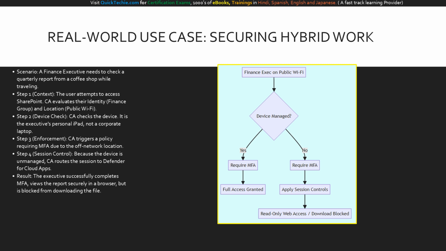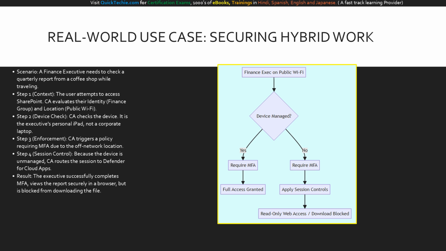Step 2. It checks the device state and realizes they are using a personal iPad, not their managed corporate laptop. Step 3. Enforcement begins. Because they are off the corporate network, CA challenges them with MFA, which they pass. Step 4. Because the device is unmanaged and the data is highly sensitive, CA doesn't grant full access. It routes the connection through Defender for Cloud Apps. The result: the executive reads the report in their browser, successfully doing their job. However, when they click Download, the session control blocks the action, ensuring confidential financial data is never saved to a public iPad. Maximum productivity, maximum security.